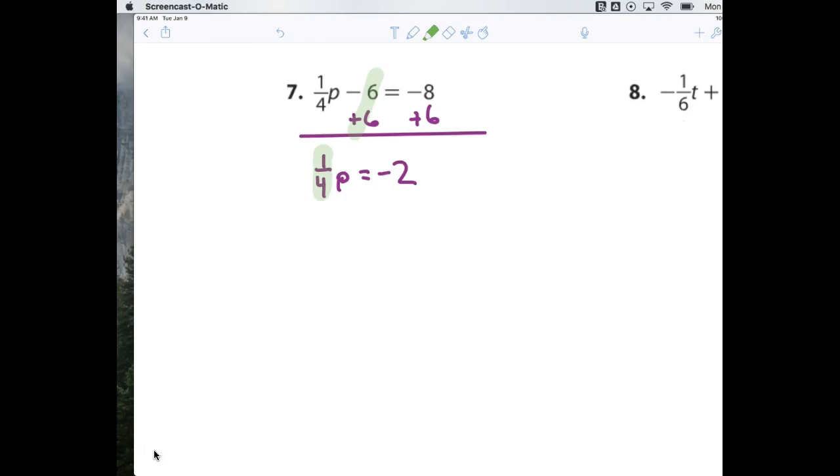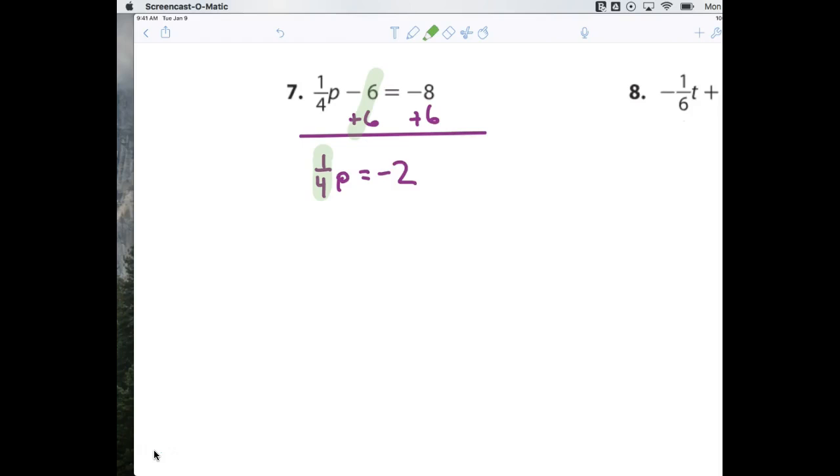Now last week we talked about how do I undo a fraction. Who wants to help her undo a fraction? What did we say to do? Yes, that's exactly right. You're multiplying by the reciprocal. What's the reciprocal of 1/4? Yes, it is 4. Perfect.